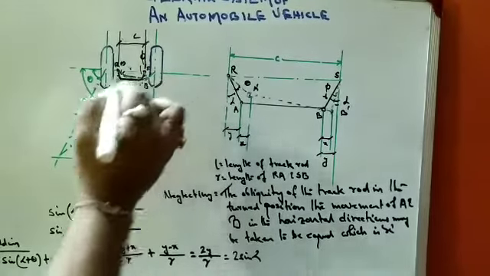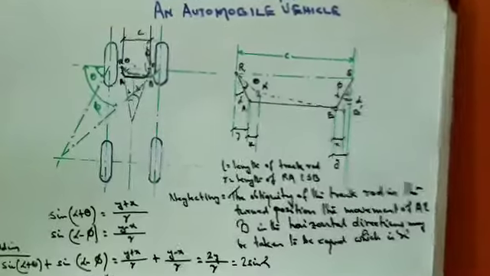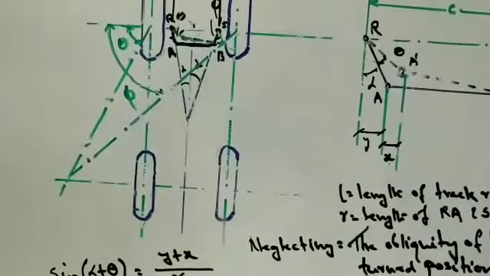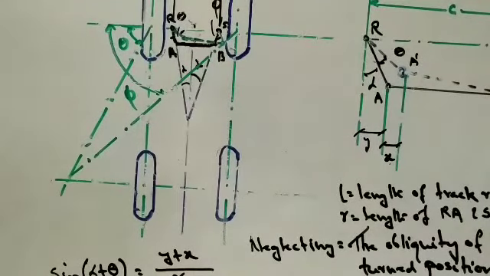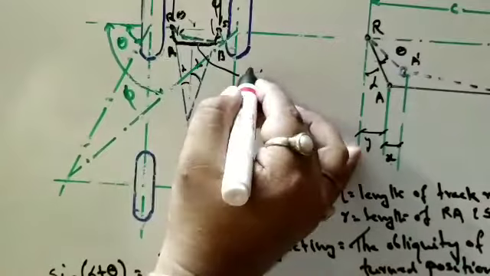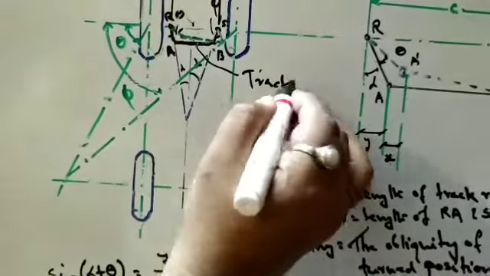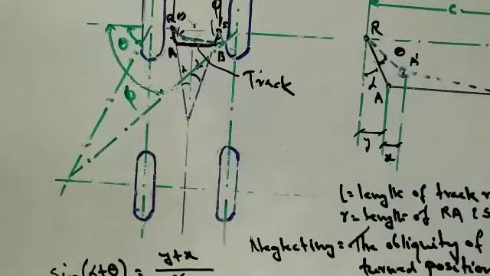The links RA and SB are integral with the stub axles, as I discussed in my previous lecture. These links are connected with each other through the track rod AB, also called the tie rod, which I discussed in my first lecture. When the vehicle is in the straight ahead position, these links make equal angles alpha.